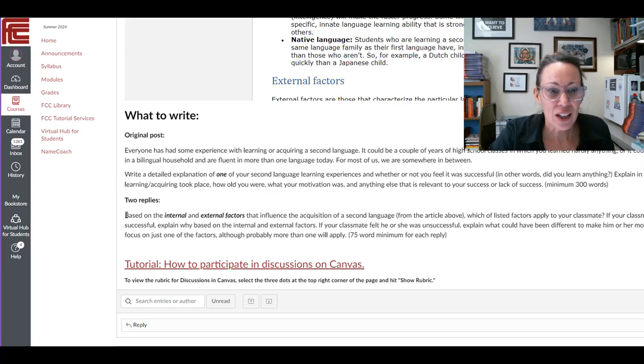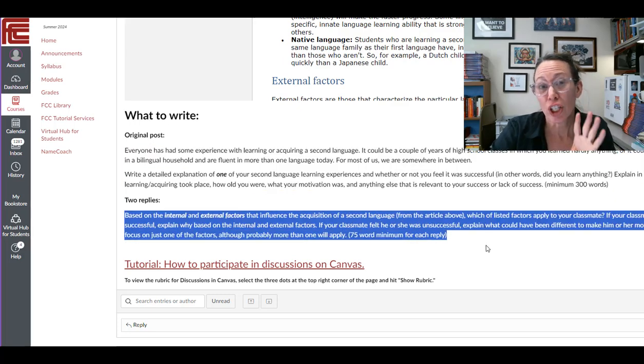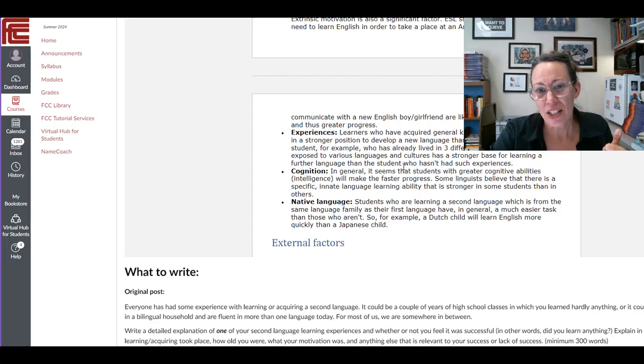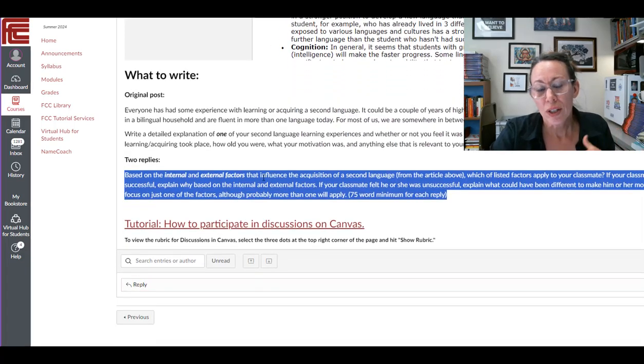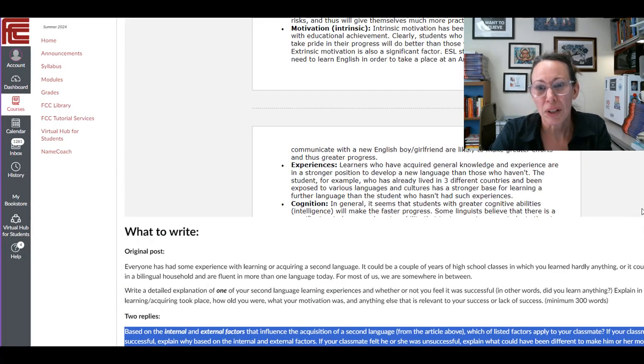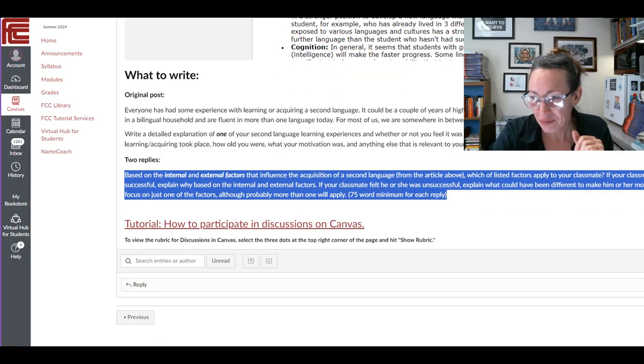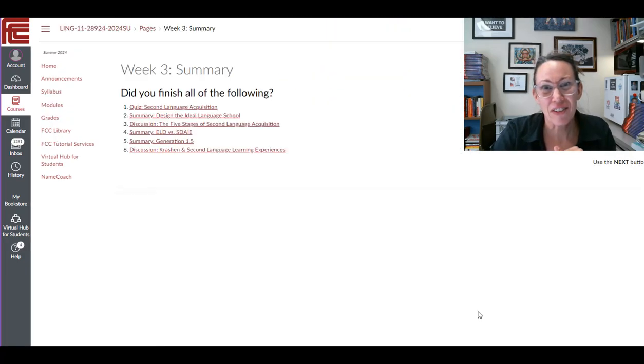That's it. And then for your replies, you're going to read through your classmates' posts and pick one, maybe one that hasn't been responded to. Looking at this document here, you're going to tell your classmate what you think are either one or more of the different factors that made them successful or not. So you are looking at what your classmate posted about, and then you're applying the information that you read. And that takes us to the end of the week.